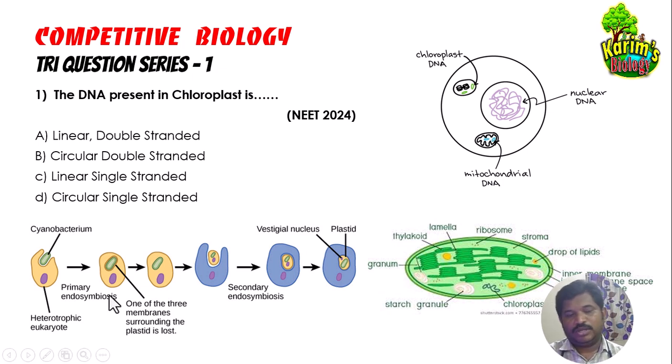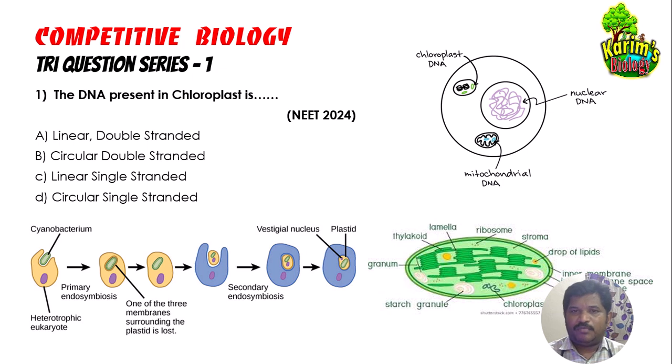The endosymbiotic theory states that millions of years back, there was a heterotrophic eukaryotic cell, and this cyanobacterium, which is having the chlorophyll, it has entered into this heterotrophic eukaryotic cell, and after entry into the cytoplasm, it started helping the heterotrophic cell in providing the nourishment, and in return the heterotrophic cell was providing it shelter.